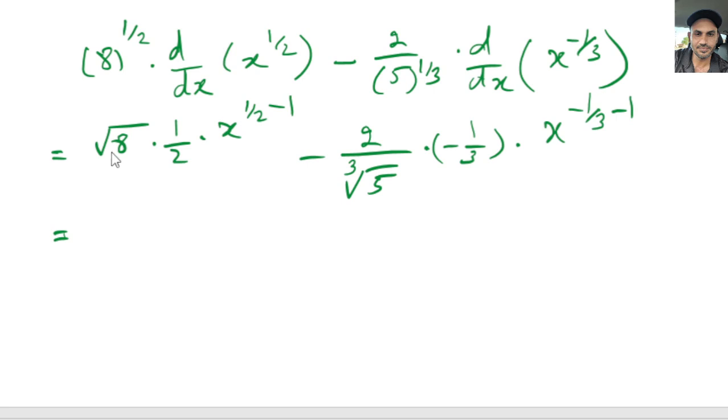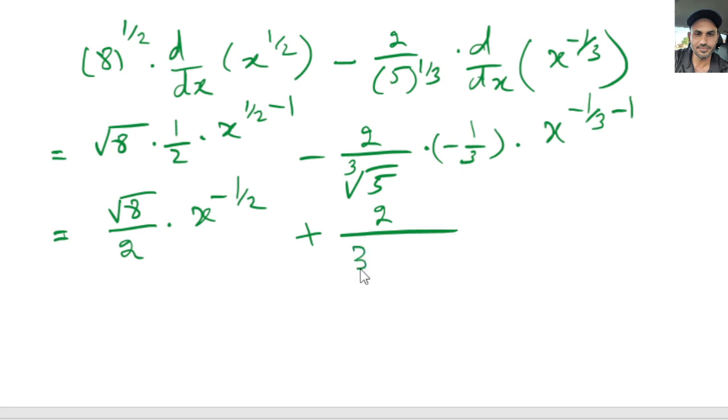Okay, now we have square root of 8 times 1, which is just square root of 8, divided by 2, and x to the 1/2 minus 1 is x to the negative 1/2. And with the minus sign, this negative times negative becomes positive now. So you have 2 over, we're just multiplying here, so this 3 multiplies with cube root of 5, and x to the negative 1/3 minus 1 is x to the negative 4/3.